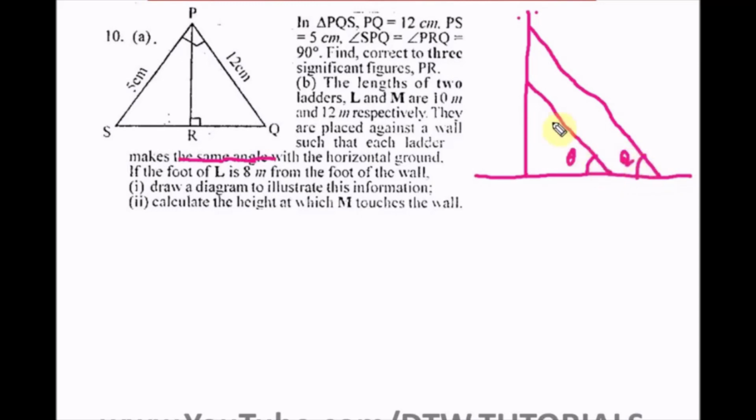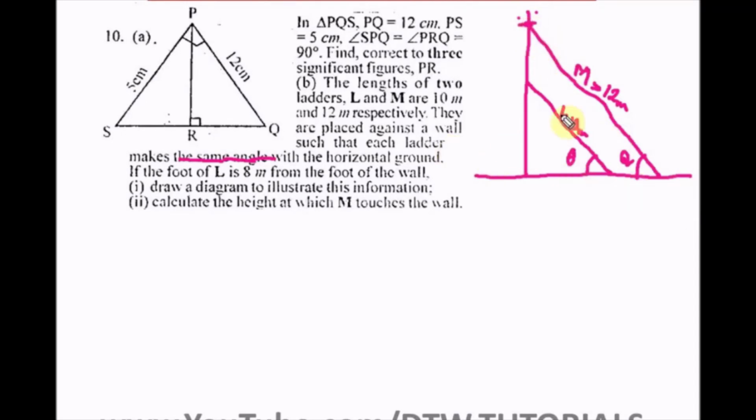So the small one is what? L, which is 10 meter, and the big one is M, which is 12 meter. Make sure you draw straight lines, so we can erase this. You can just simply erase all this. So you can erase this part. So this will be our diagram from here.